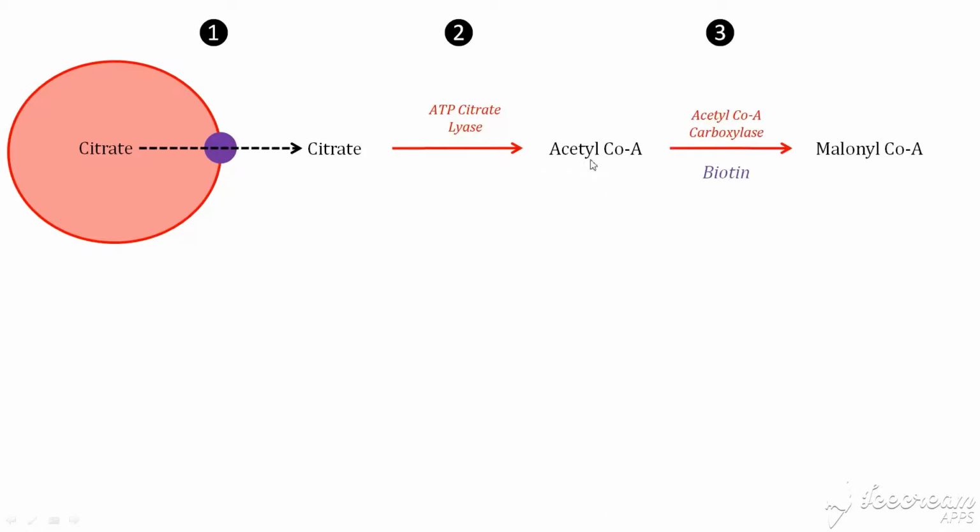The third step is going to be the conversion of acetyl-CoA into malonyl-CoA, and this is going to be done by the enzyme acetyl-CoA carboxylase. So what's pretty much going to happen is that we're going to add a carbon onto acetyl-CoA to get malonyl-CoA. And of course, anytime there's a carboxylase reaction, biotin is going to be needed as a cofactor. So up to this point, it's pretty much straightforward.